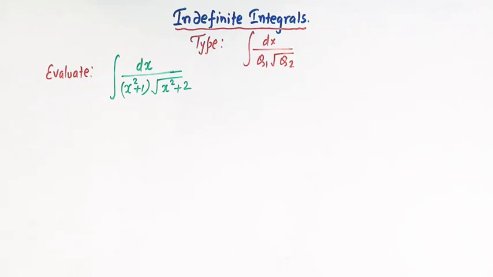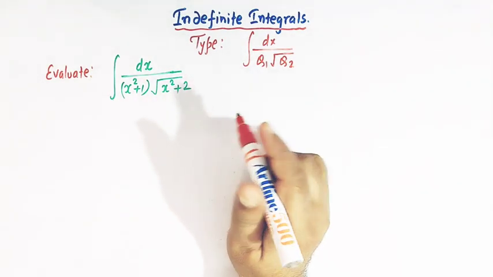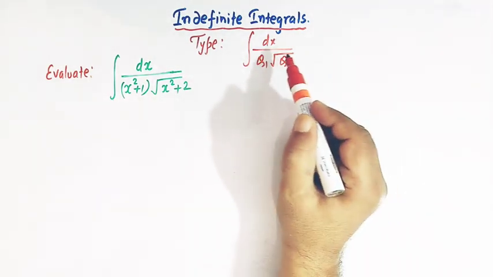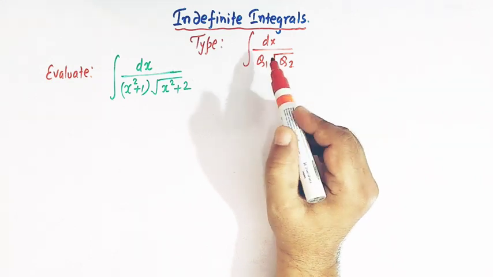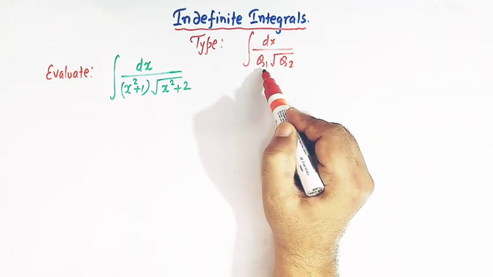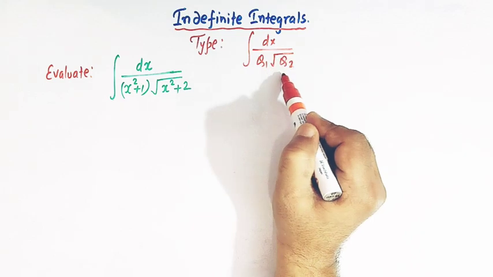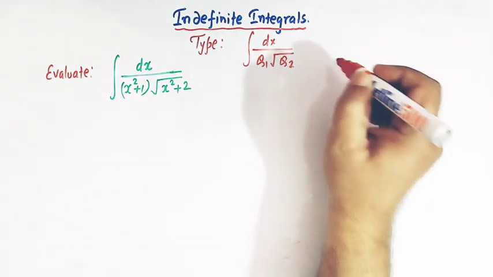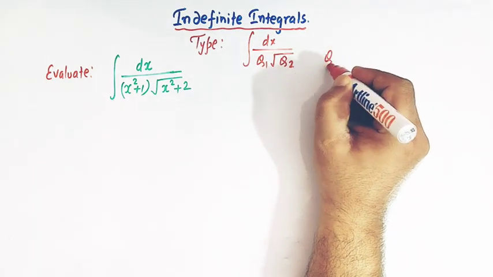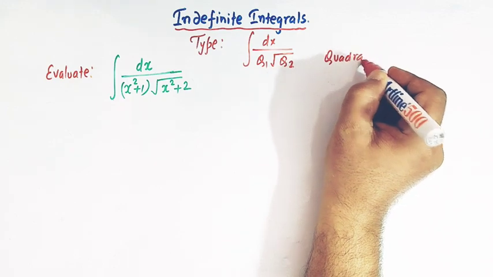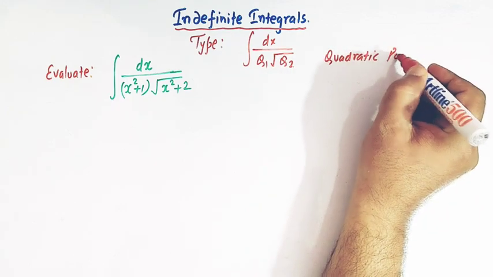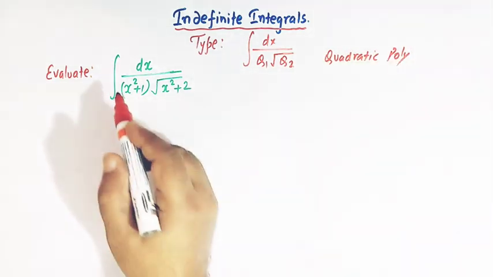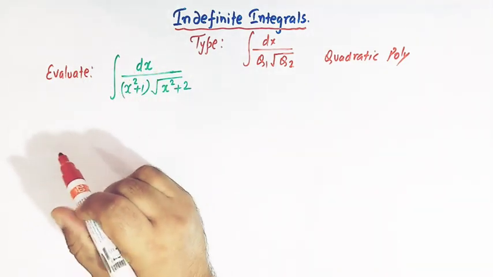Hello viewers, in today's class we are going to discuss an important type of indefinite integrals in which we have to integrate functions like 1 over q1 times square root of q2, where q1 and q2 are quadratic polynomials. So here we are taking an example for illustration.